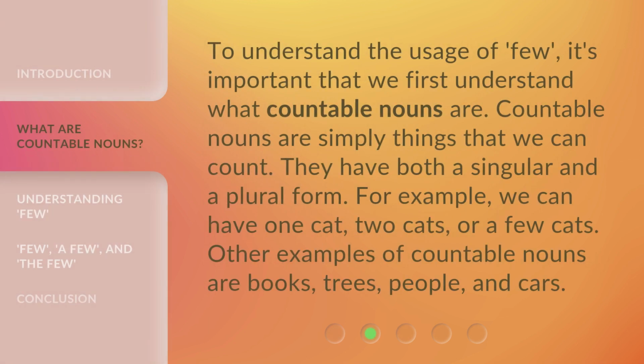To understand the usage of few, it's important that we first understand what countable nouns are. Countable nouns are simply things that we can count. They have both a singular and a plural form. For example, we can have one cat, two cats, or a few cats. Other examples of countable nouns are books, trees, people, and cars.